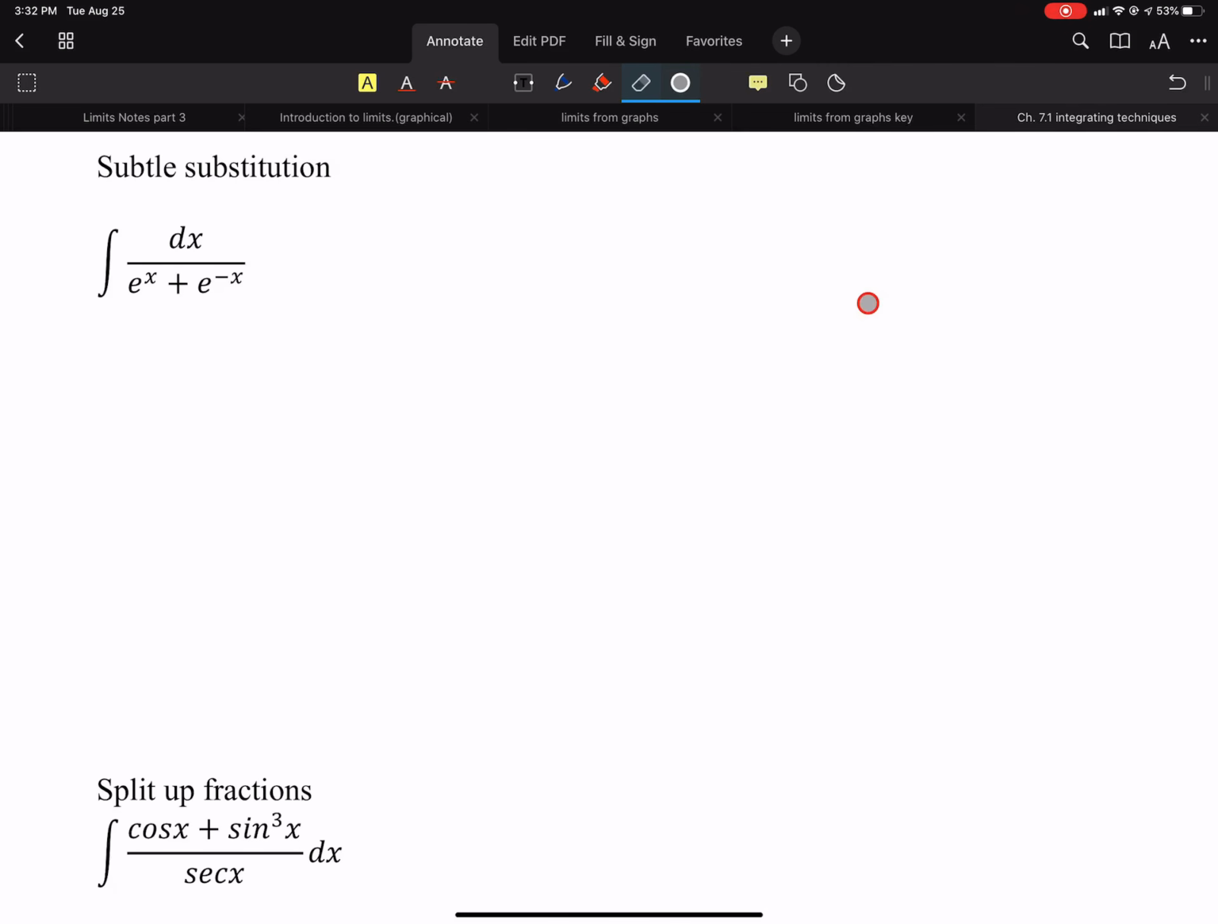So there are weird secrets, and we're going to combine some weird things. And subtle substitution is just trying different types of substitution, but we're going to multiply by 1. But our 1 is going to look special. e to the x divided by e to the x is 1. So I'm going to multiply by this. And why would I do this? I don't know. You just try crazy things. And there will be a method to the madness here.